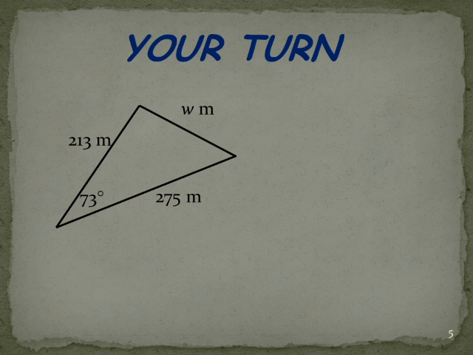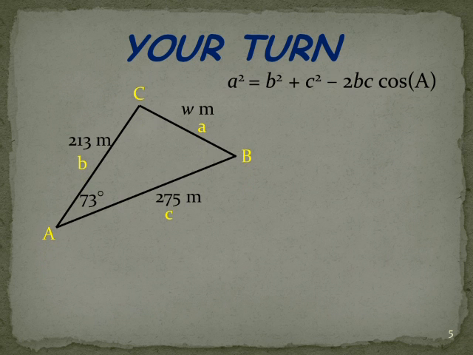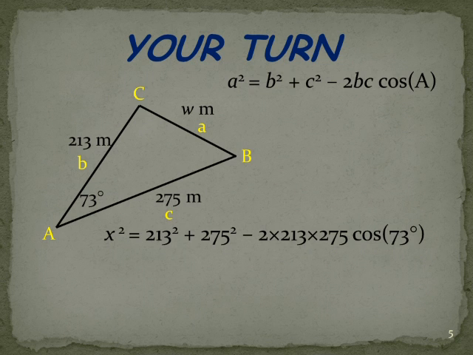So, welcome back. Here's the diagram. First, let's write down the formula. So a squared is b squared plus c squared minus 2bc cos a. Label the diagram to reflect that and substitute in. So in this case, x squared is equal to 213 squared plus 275 squared minus 2 times 213 times 275 cos 73 degrees.